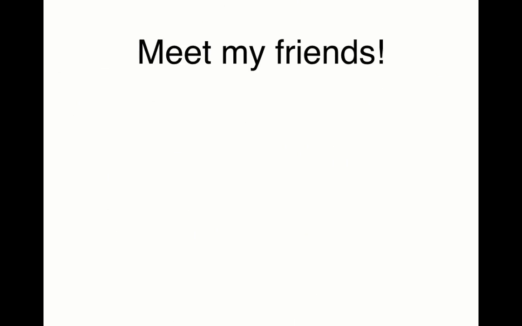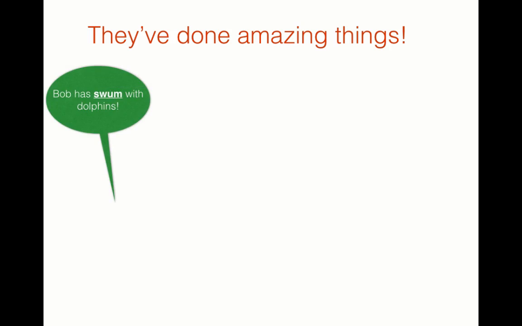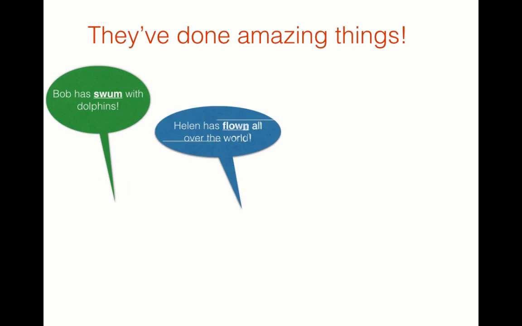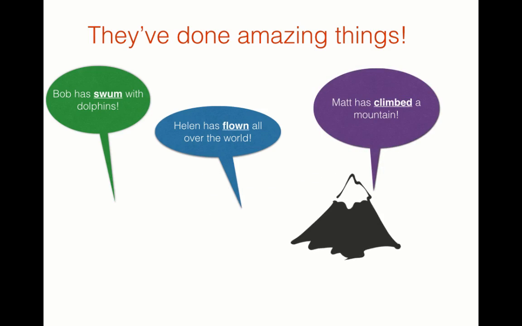In this lesson, you're going to learn about past participles. But first, I want you to meet some friends of mine. They have done some amazing things. For example, Bob has swum with dolphins. Helen has flown all over the world. And Matt has climbed a mountain.